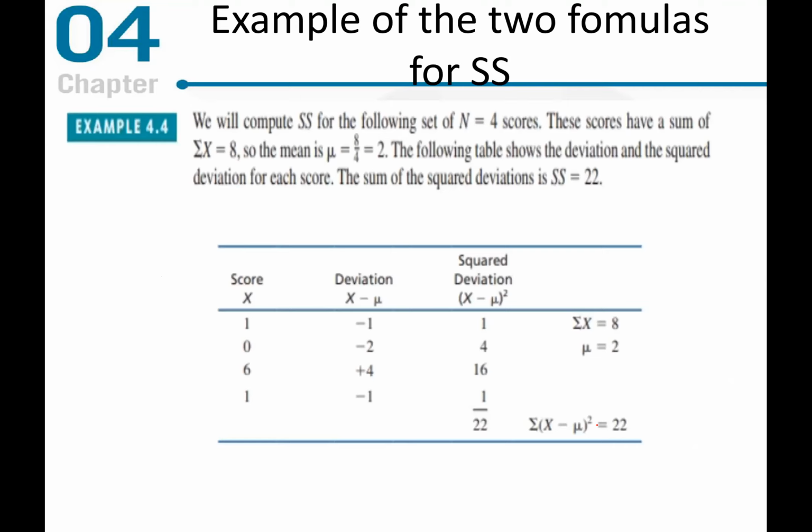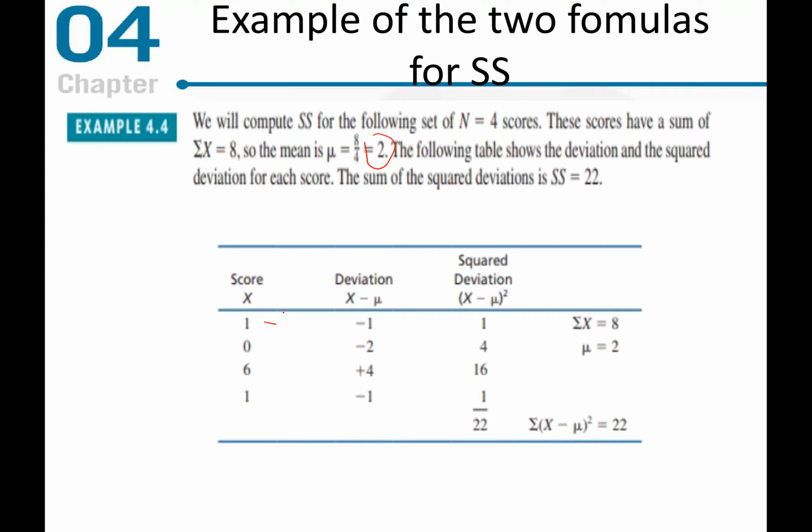So let's calculate the sum of squares using the definitional formula. In this one, we have 4 scores, 1, 0, 6, and 1. We have to calculate our mean in order to calculate our deviation scores. So 1 plus 0 plus 6 plus 1 gives us 8. 8 divided by the number of scores, which is 4, gives us 2. So our population mean is 2.